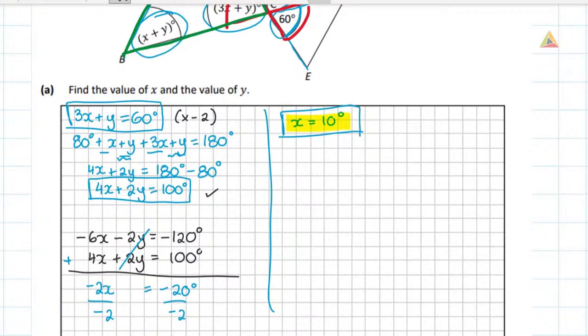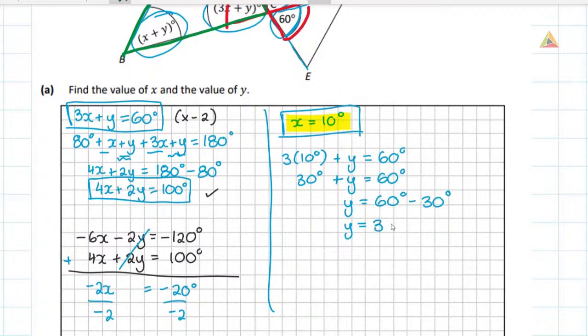And now we have to substitute that back into one of our equations and solve for our other unknown. So our other unknown we're solving for here is y. So I'm going to go back to my original equation here, and I'm going to say 3 times x is 10 degrees plus y is equal to 60 degrees, and that gives me 30 degrees plus y is equal to 60 degrees, and I'm going to subtract 30 from both sides.